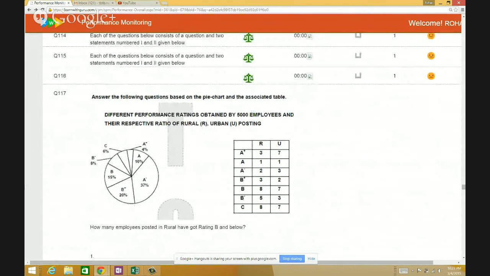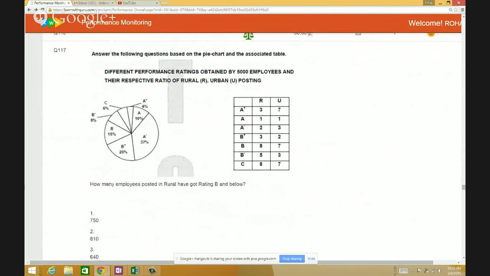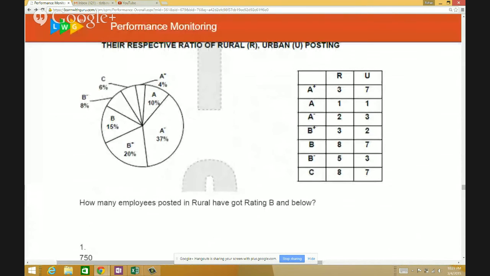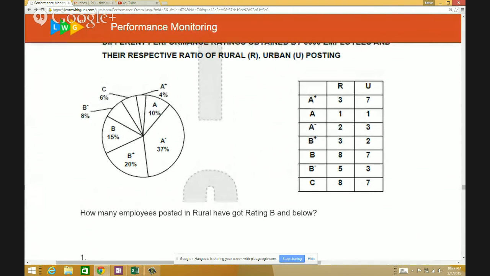Different performance analysis by 500 employees, respective ratio of rural and urban posting. 3:7, 1:1, whatever. So I have ratings. A plus is 4%. B plus is 8%. C plus 6%. Sorry, not B plus, B minus is 6%. I'll zoom this. B minus is 6%, A minus 37%, B plus is 20%, and B is 15%.